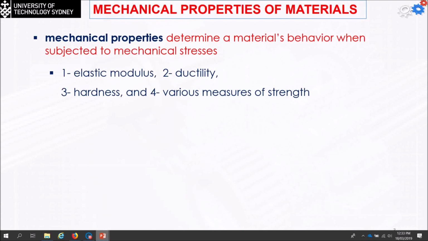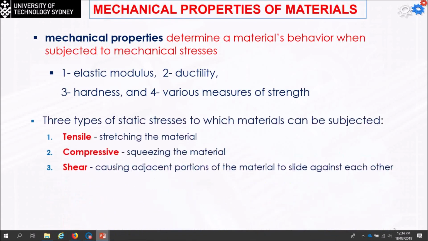Hardness is how hard the material is to take these stresses. And we're going to talk about the other various measures for the strength. We have three types of static stresses to which the material can be subjected. Now you know the terms tensile, compressive, and shear. That's a specimen.